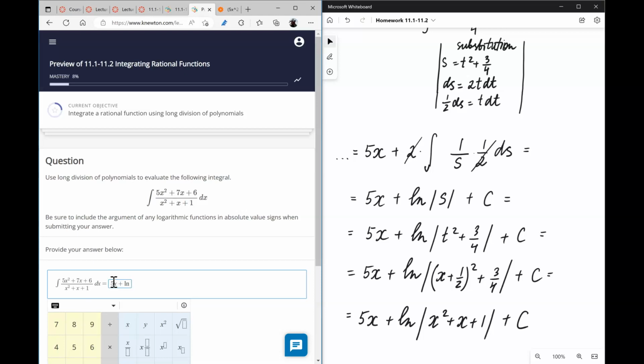And in this case, the absolute value is not necessary because irreducible quadratic trinomials are always positive.